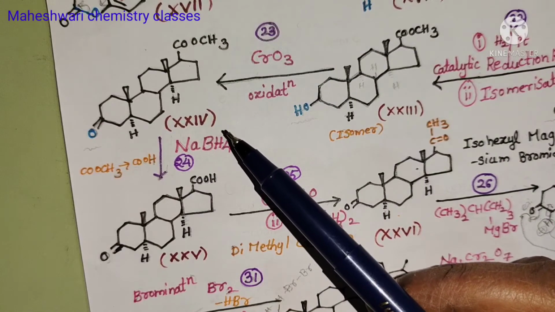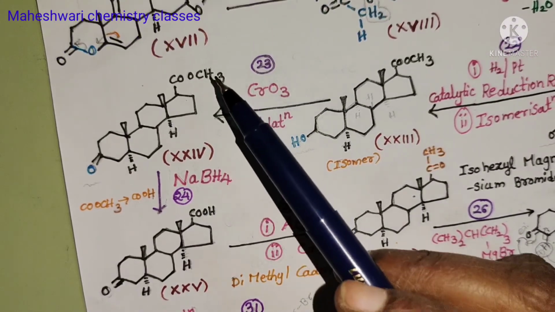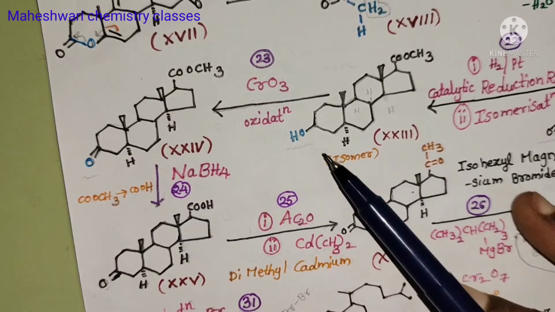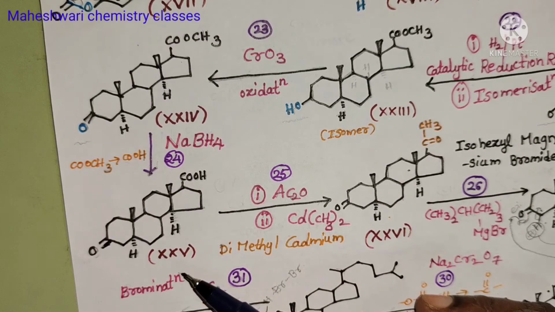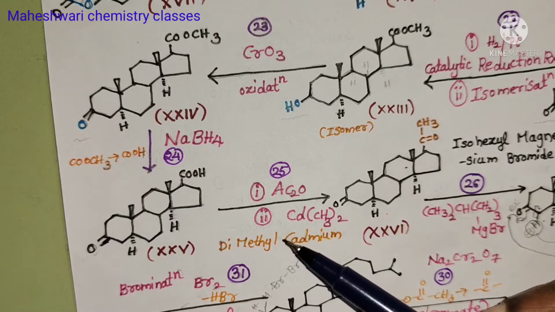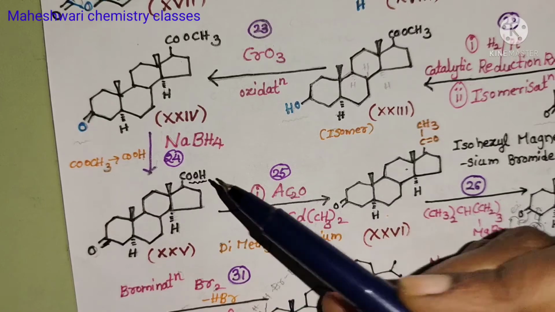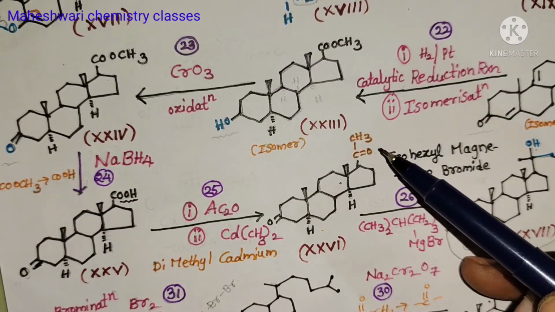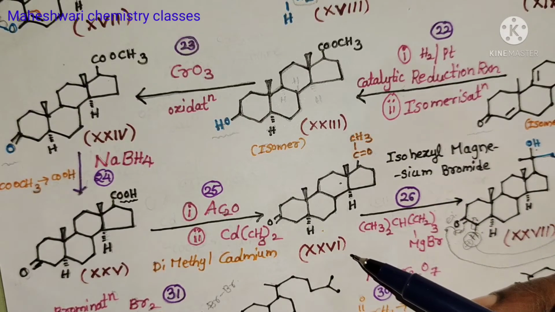It again reacts with sodium borohydride. At that time this ester group is converted to a carboxylic acid group and forms compound number 25. Next it reacts with acetic anhydride and dimethyl cadmium. At that time this carboxylic acid group is converted to a C double bond O CH3 group. So this is our compound number 26.